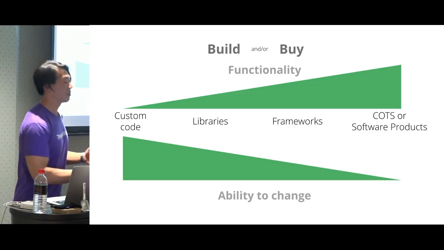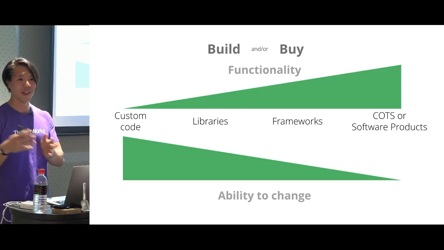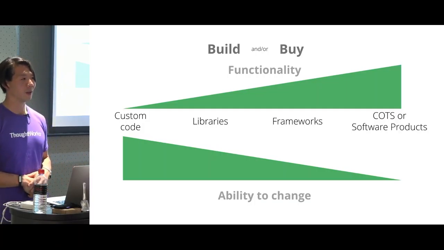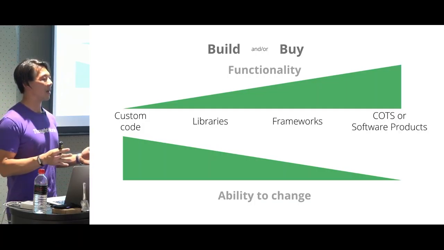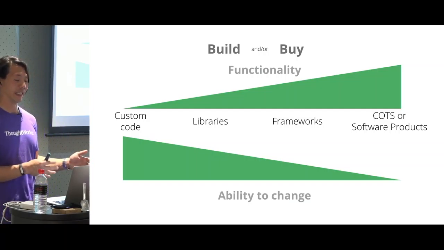And with frameworks, you're a little bit more constrained because it's a web framework or an MVC framework. Whereas with libraries, you can hopefully compose a little bit more. And so there's a bit of a trade-off when we're thinking about what it is that we actually care about, the change or the functionality, and how much change there is.